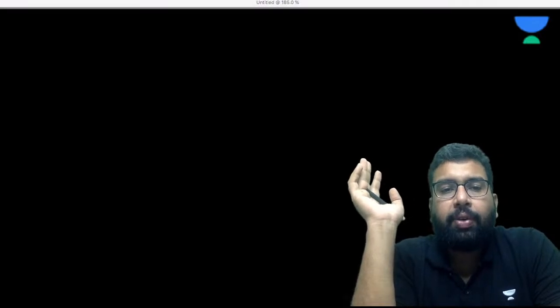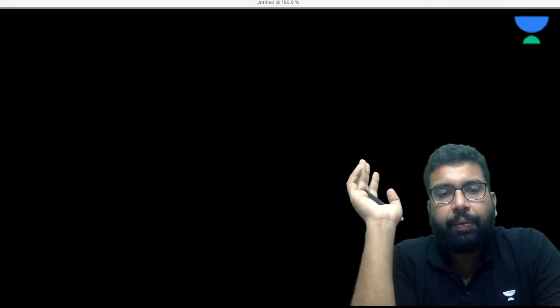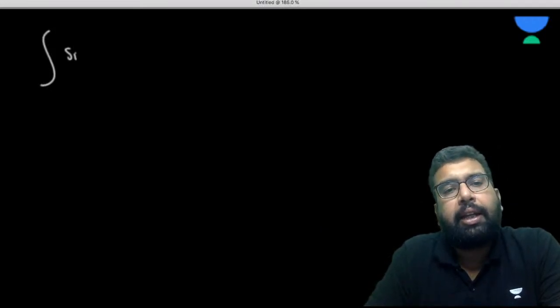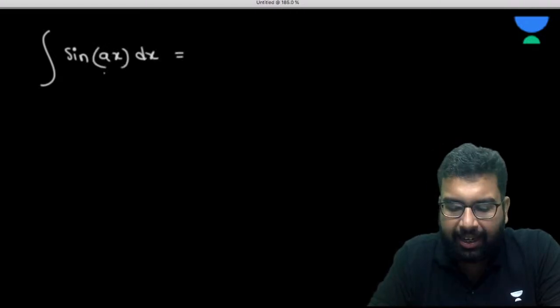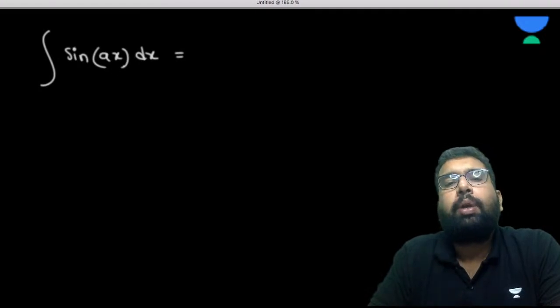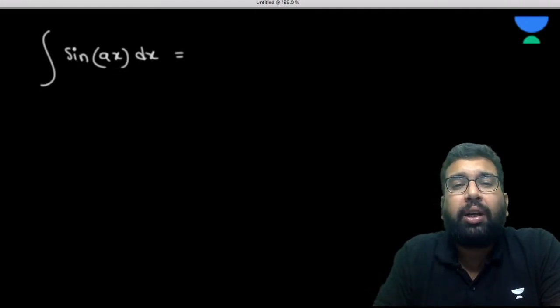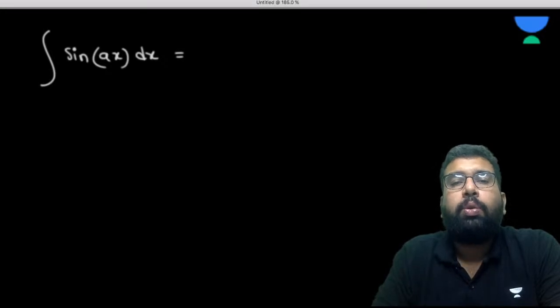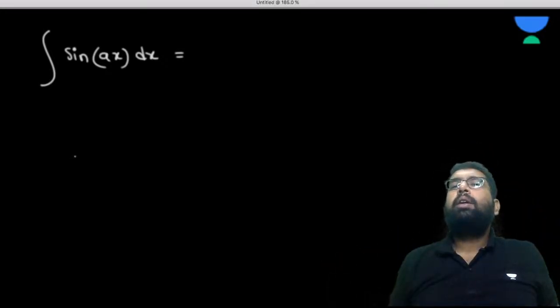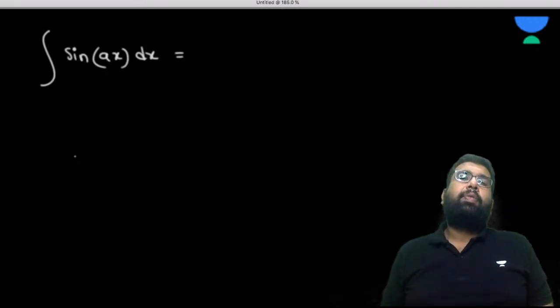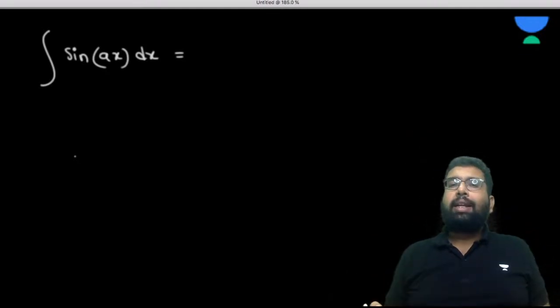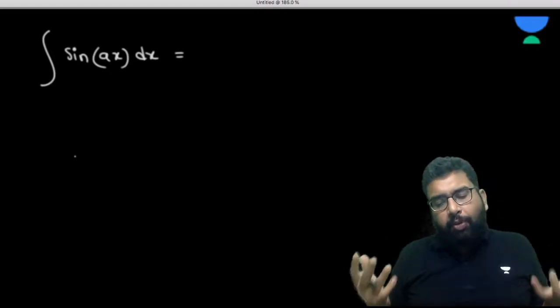Now there is one more thing to it. Let's suppose we are to integrate sine x, we know, but what if it is integration of sine ax dx? How can we do it simply? How is it different from the standard formula? We learned the integration of sine x, so you have to use that only.